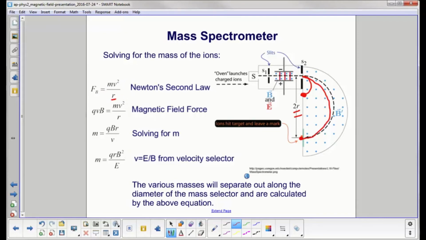What's the force? What's the magnetic field force here? Well, that would be QVB. So we said QVB equals mv squared over r. Now before we go to the next step, look at this. Cancel this v out with one of these v's and we solve for mass.